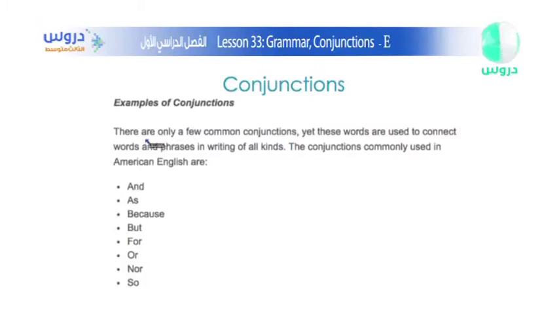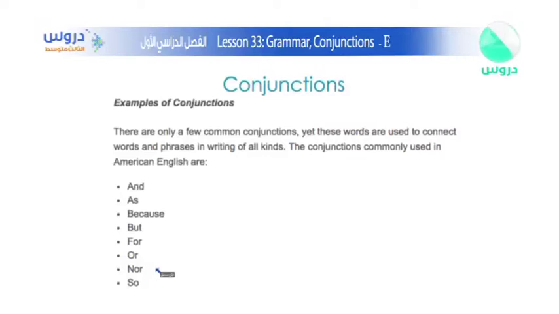Examples of conjunctions. There are only a few common conjunctions, yet these words are used to connect words and phrases in writing of all kinds. The conjunctions commonly used in American English are and, as, because, but, for, or, nor, so, and yet.